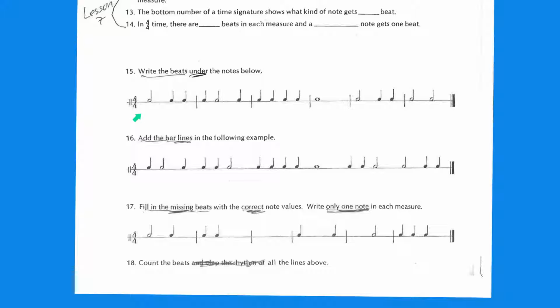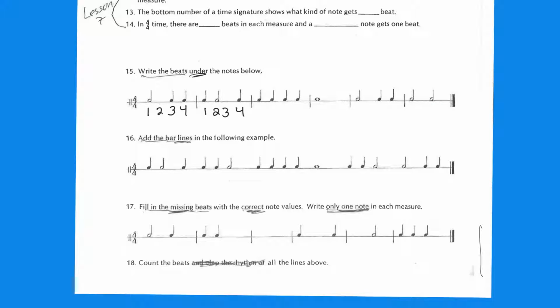All right. So then all you got to do is count to 4, right? Because 4/4 means 4 beats in a measure. See how I'm doing that here? And you just keep doing that for the rest of that number 15.